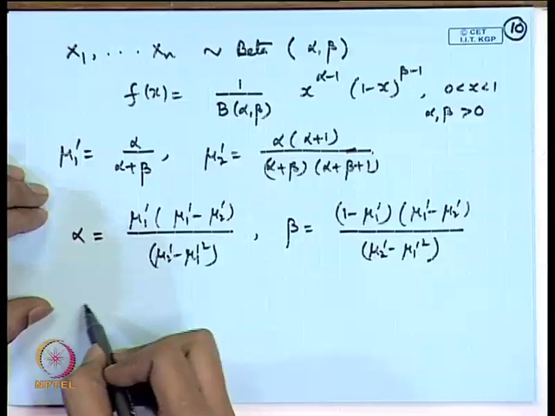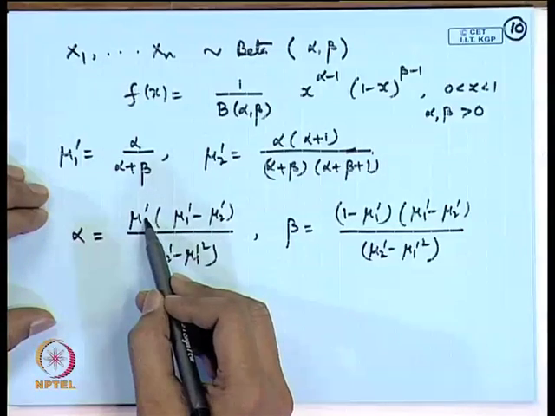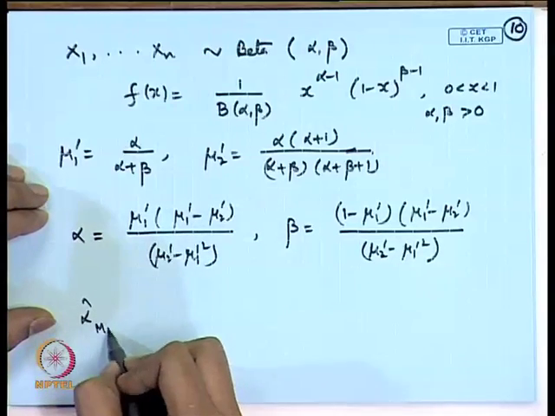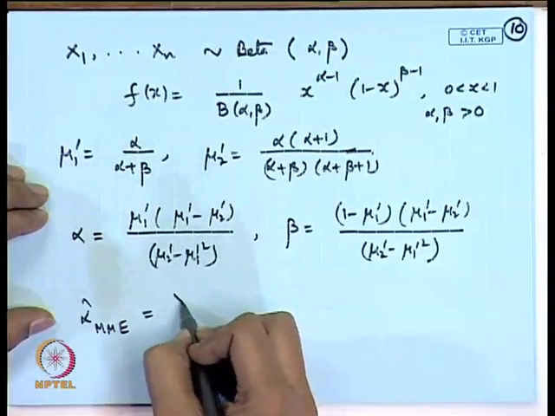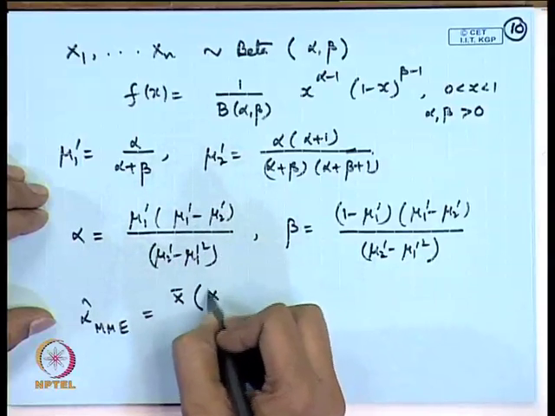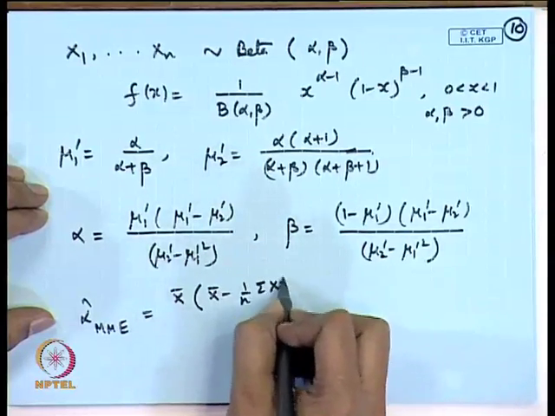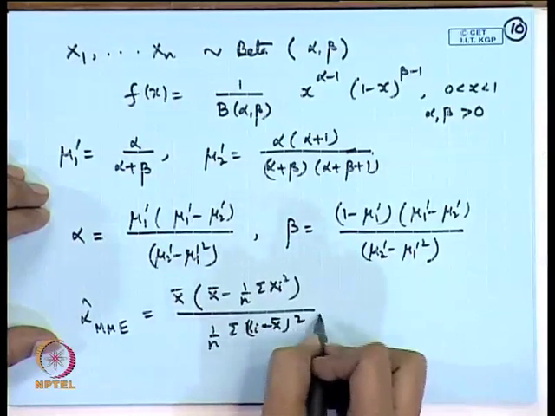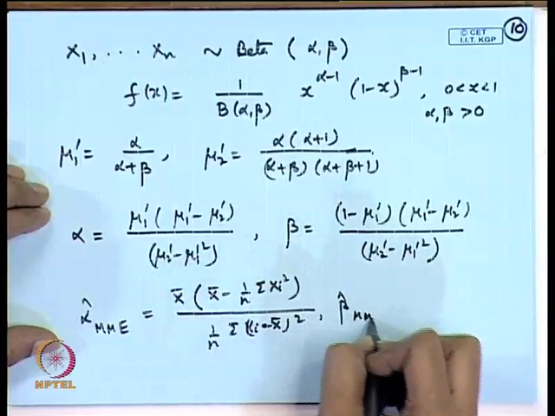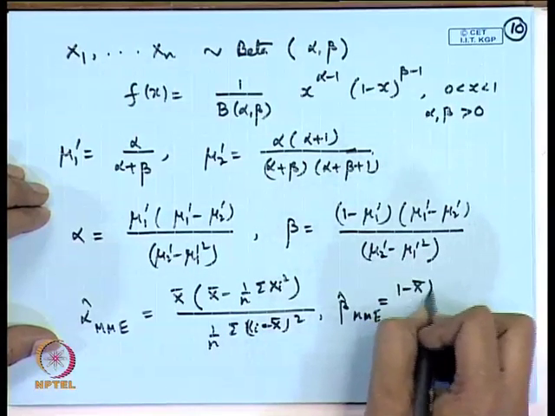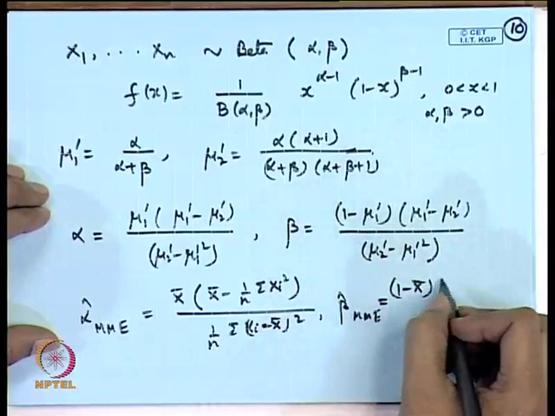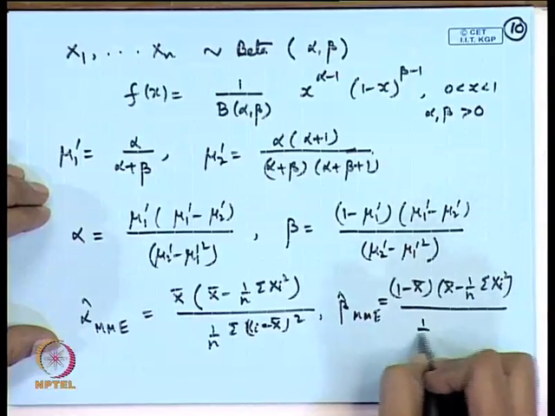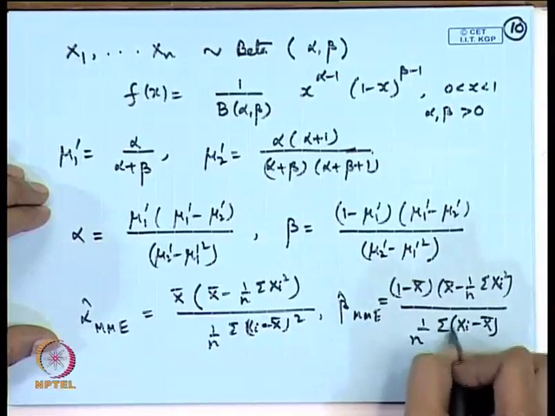So, if we substitute mu 1 prime as alpha 1 and mu 2 prime as alpha 2, we get the method of moments estimators as x bar into x bar minus 1 by n sigma x i square divided by 1 by n sigma x i minus x bar square, and similarly beta hat MME is equal to 1 minus x bar into the same term here, that is x bar minus 1 by n sigma x i square divided by 1 by n sigma x i minus x bar square.